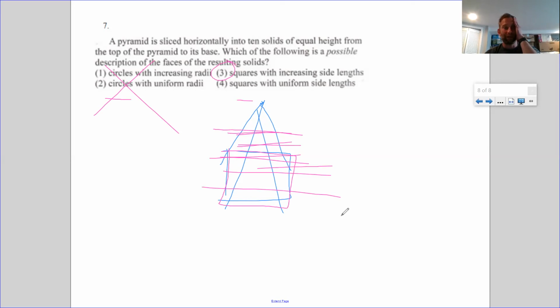I know you went through the whole thing together. It's just about understanding. There's no math to it. It's just about understanding what a cross section is. If you have trouble seeing it in your head, get some Play-Doh, start slicing it up, and hopefully you'll be able to make that connection.